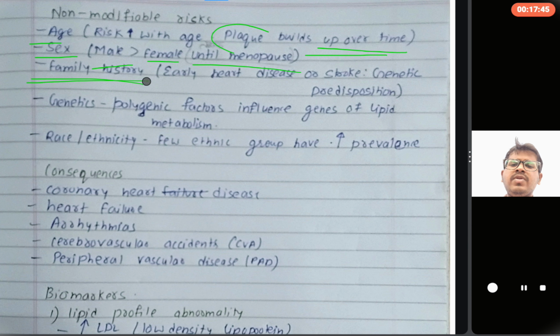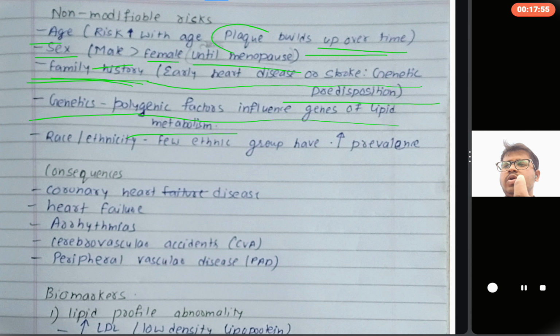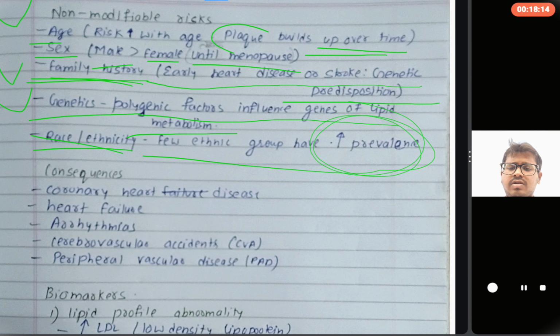Another is family history, early heart disease or stroke, genetic predisposition. Polygenic factors influence genes of lipid metabolism. If it is genetic, then we can't change it. We can't change our age. We cannot change our family history, genetics, and race and ethnicity. A few ethnic groups have more prevalence of atherosclerosis.